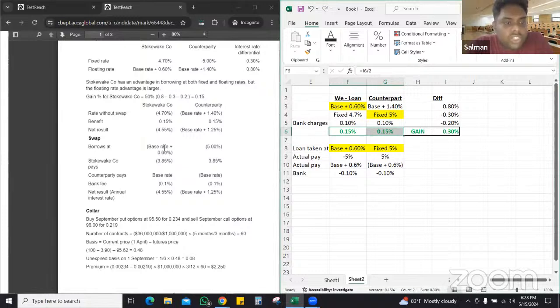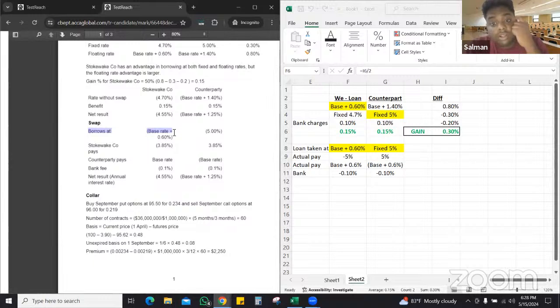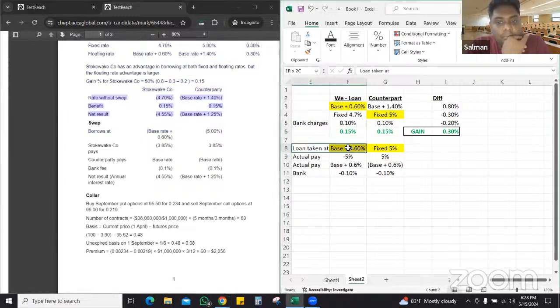Okay, so if you want to go into detail, if you are going with a swap, there are two types of workings given here. The first working is more straightforward. So see, we discussed the loan, we are taking the loan at variable rate, counterpart is taking the loan at fixed rate, and then we swap. We are paying the counterpart's 5% interest, counterpart pays our variable rate.